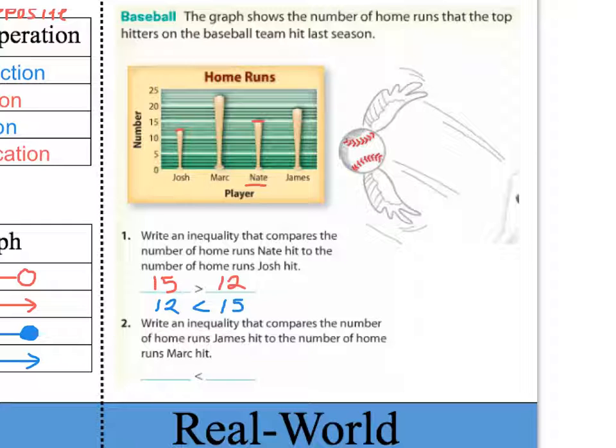For the second problem, it says write an inequality that compares the number of home runs James hit to the number of home runs Mark hit. So if we take a look, James hit about 19, and Mark hit about 23. So our inequality says 19 is less than 23. That's a true statement. You can also write 23 is greater than 19. It's still a true statement. So let's use these key concepts to discuss the following examples.